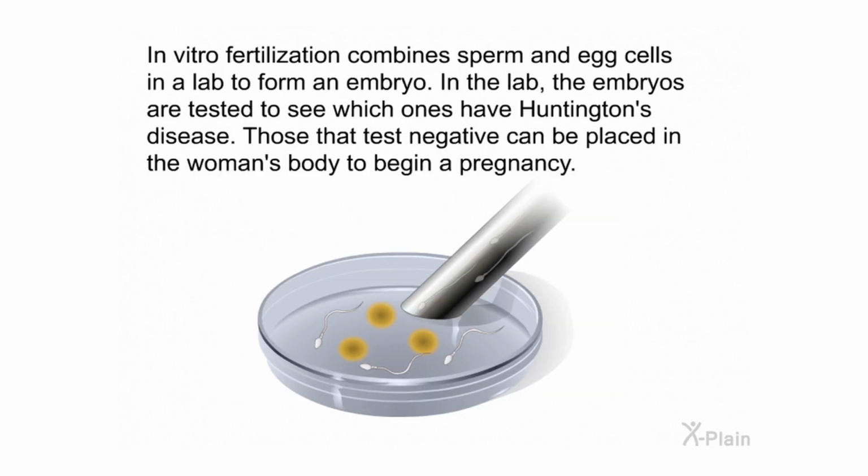In vitro fertilization combines sperm and egg cells in a lab to form an embryo. In the lab, the embryos are tested to see which ones have Huntington's disease. Those that test negative can be placed in the woman's body to begin a pregnancy.